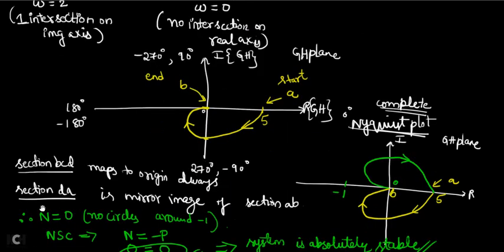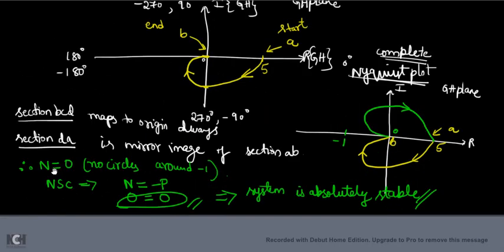And after that, write the section BCD, and section DA is the mirror image. Whatever you got in the bottom, you write the same thing on the top. Then you find out how many circles are surrounding -1. If the stability criterion is matching, then you can tell the system is absolutely stable.